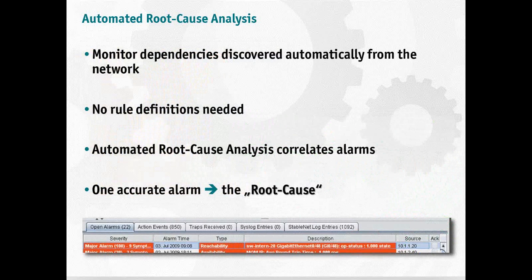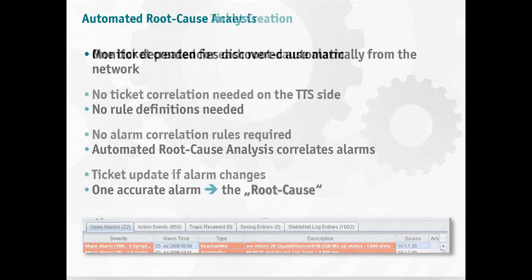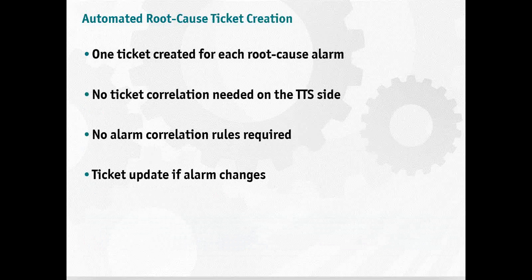Now, of course, with the ticketing interface, we want to combine these features so that we use the ticket interface together with the root cause, so that we provide you with the possibility to automatically create root cause tickets. In this case, the automatic root cause analysis will determine the root cause of any failure with automatic correlation of the alarms that we see in StableNet.